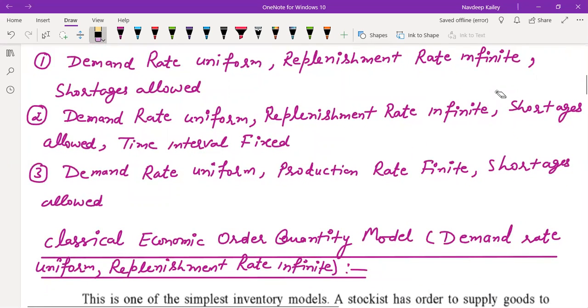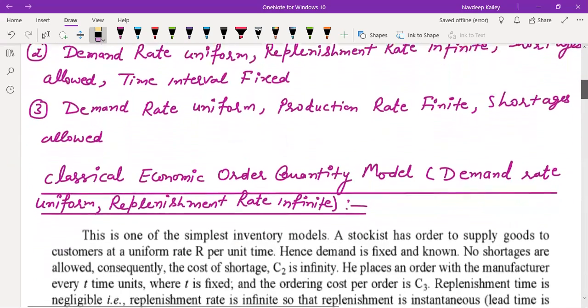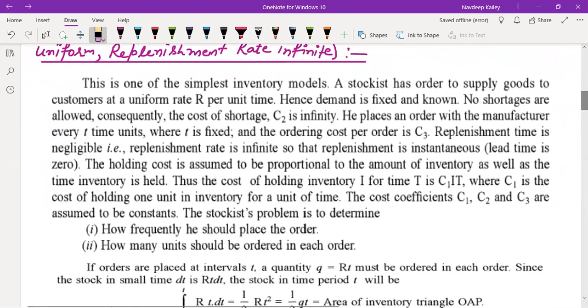First of all, we will discuss the classical economic order quantity model in which demand rate is uniform and replenishment rate is infinite. This is one of the simplest inventory models. A stockist has to supply goods to customers at a uniform rate, capital R per unit time, hence demand is fixed and known. No shortages are allowed. Consequently, the cost of shortage, say C2, is infinity.